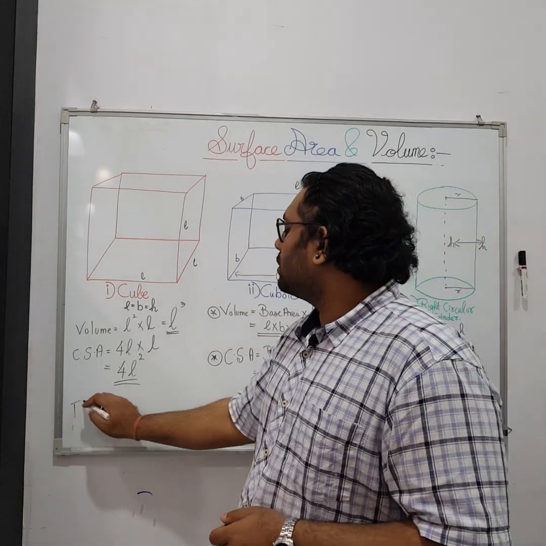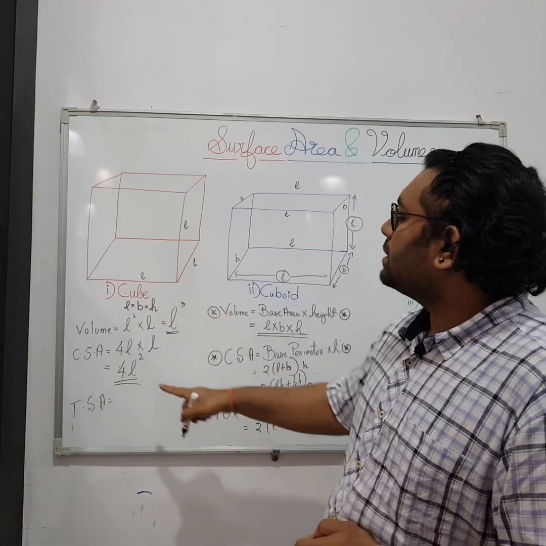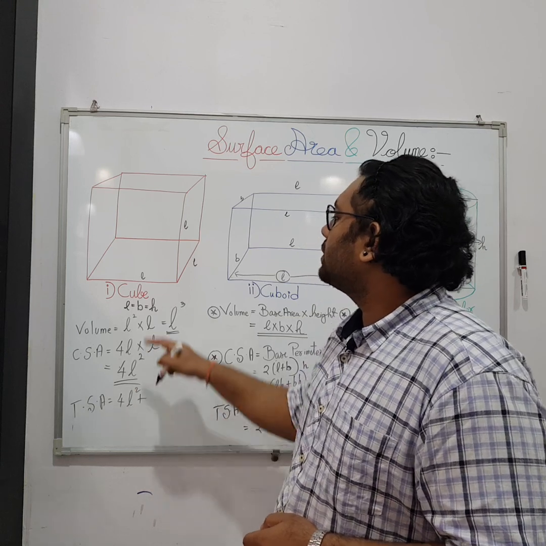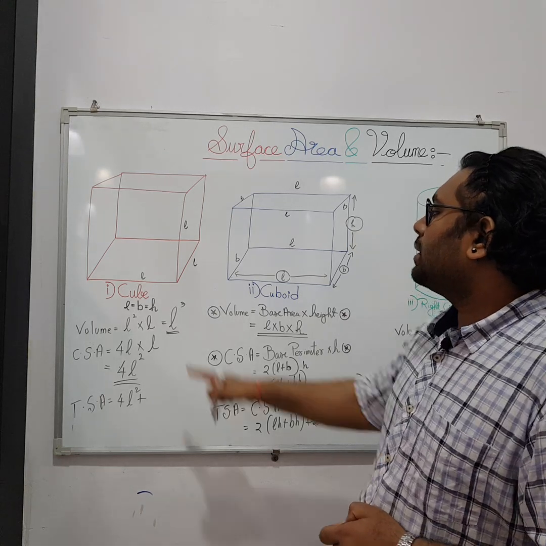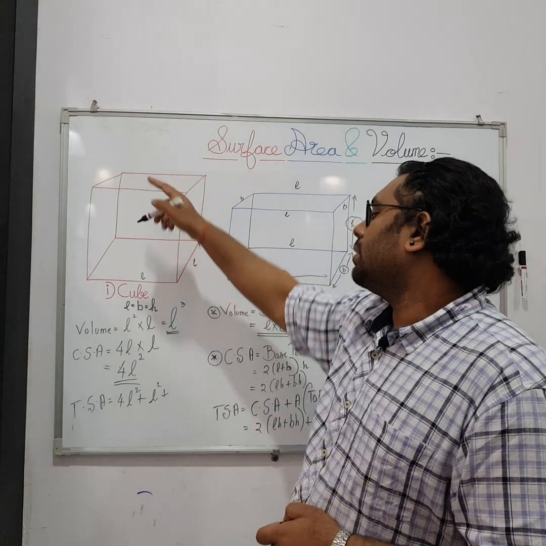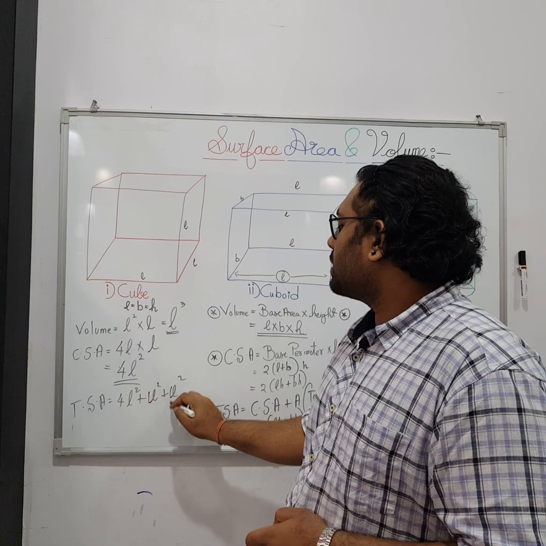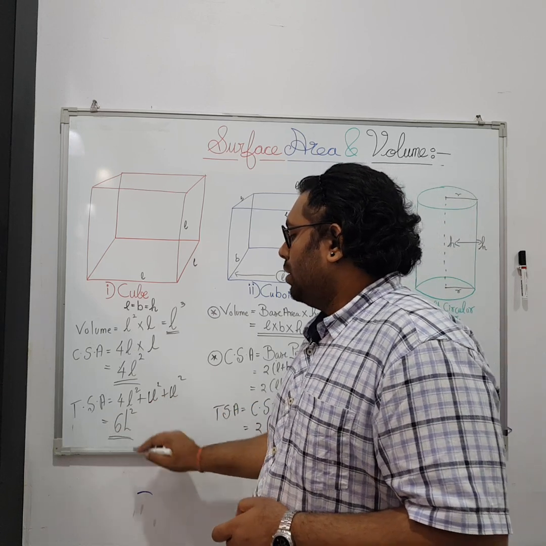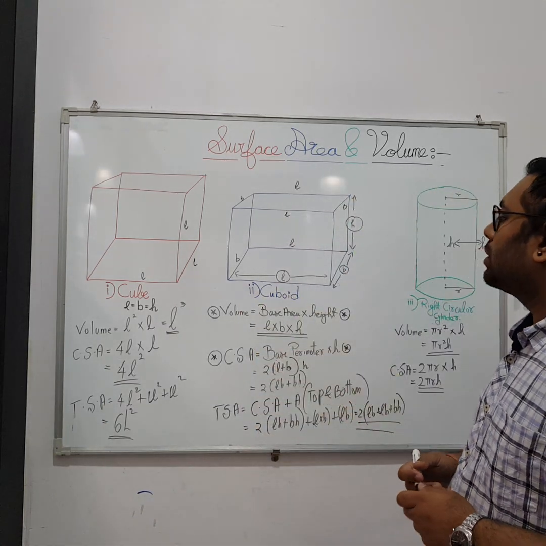Similarly, if I use the similar approach for a cube, I can say that the CSA I have already found out as 4L square plus base. Now what is base area over here? Base area will be nothing but L into L, that is L square, and the top area will also be L square. So 4L square plus 1L square plus 1L square, that will be nothing but 6L square. So 6L square is nothing but the total surface area of a cube.